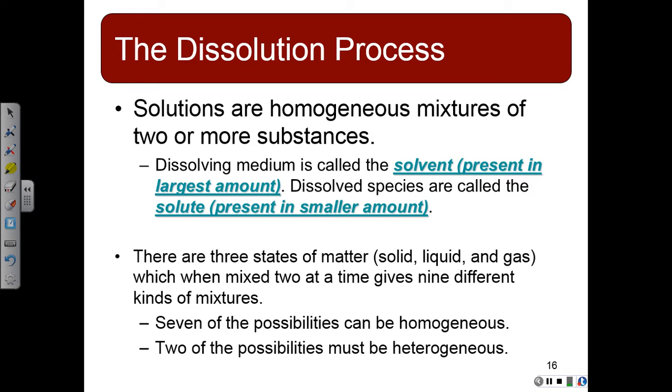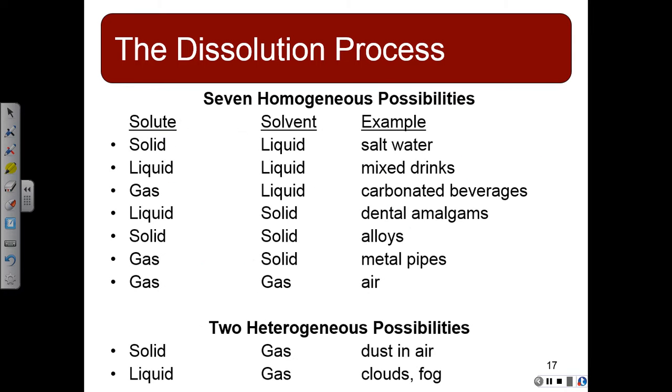Most all of them are going to form a homogeneous mixture, meaning we can see through it and there's no parts. But then we do have two possibilities that are always going to give us a heterogeneous mixture. So here's 7 homogeneous possibilities, and here's 2 heterogeneous possibilities. As you look here, we have mixtures of solids and liquids and gases and some examples.